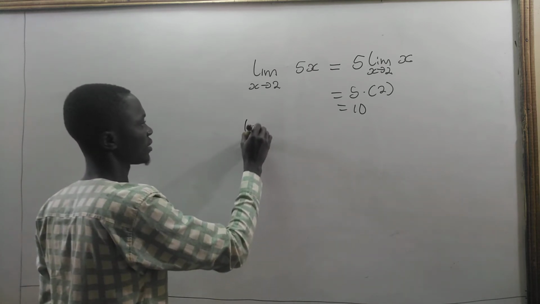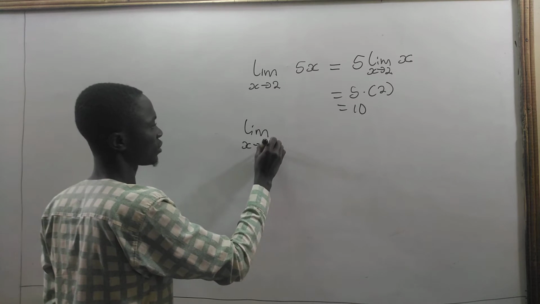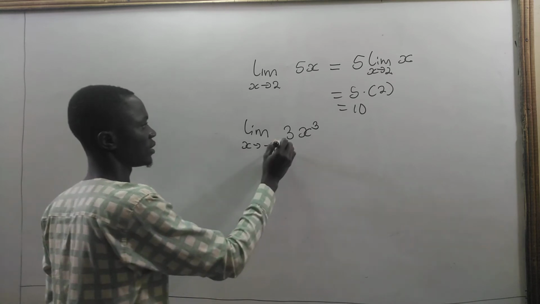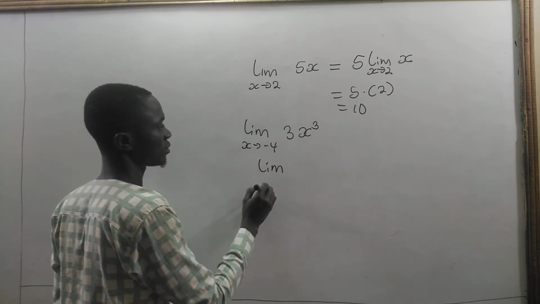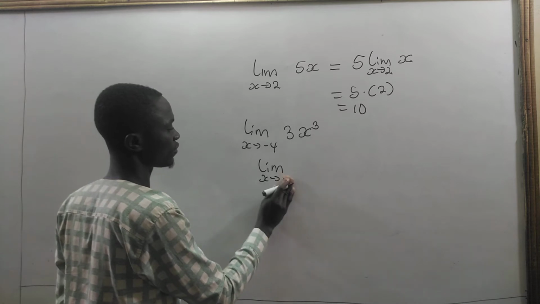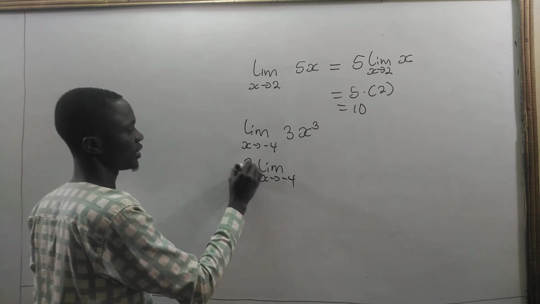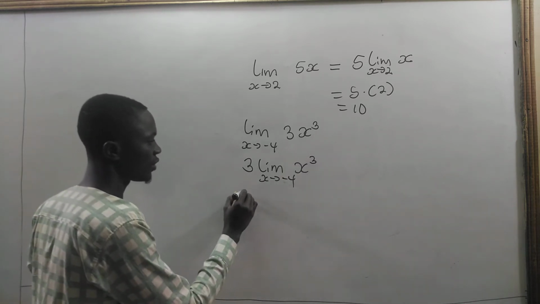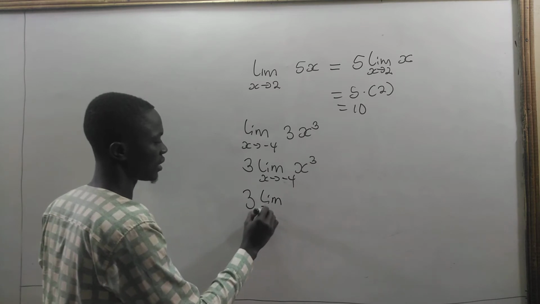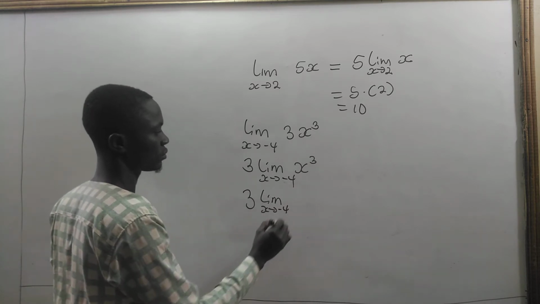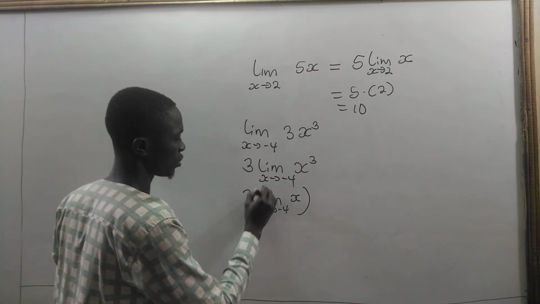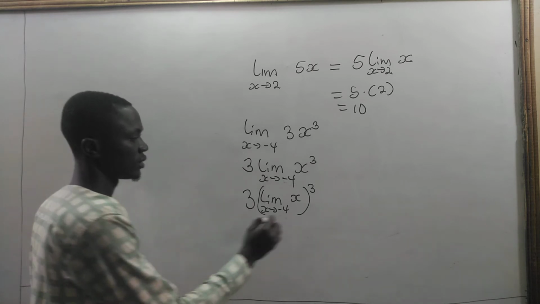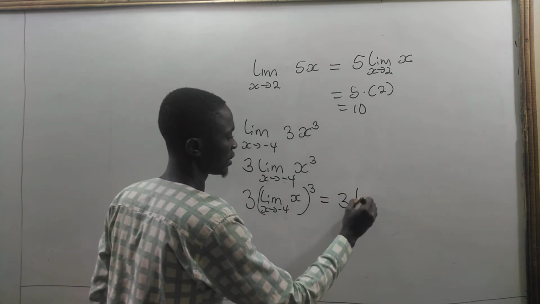So if we take the limit as x approaches minus 4 of 3x cubed, then that is the same as the limit as x approaches minus 4. Bring the constant out, and we have 3 times the limit as x approaches negative 4 of x all to the power 3. This is the same as 3 times the limit.